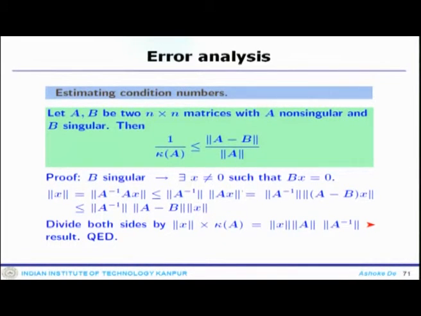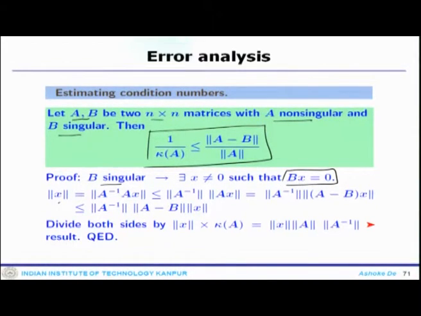Now, this is an estimation of the condition numbers. If you have A and B, two n by n matrices, and A is non-singular and B is singular, so that means you have one singular matrix and one non-singular matrix, then one can prove that 1 over the condition number is less than or equal to the norm of A minus B divided by the norm of A. Since B is singular, there exists x not equal to 0 such that Bx equals 0.